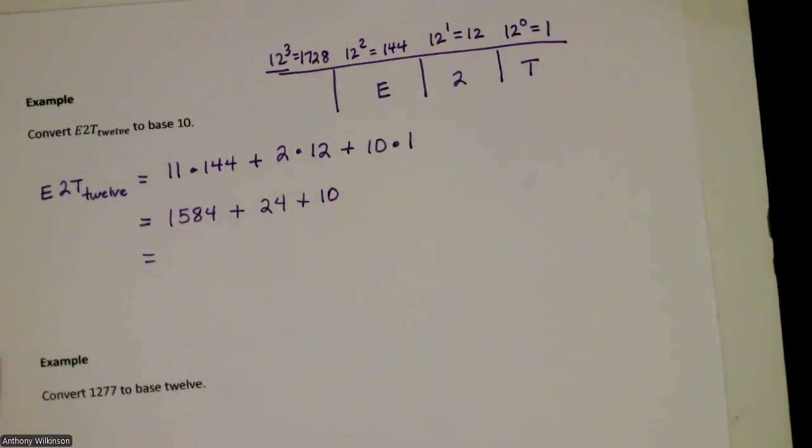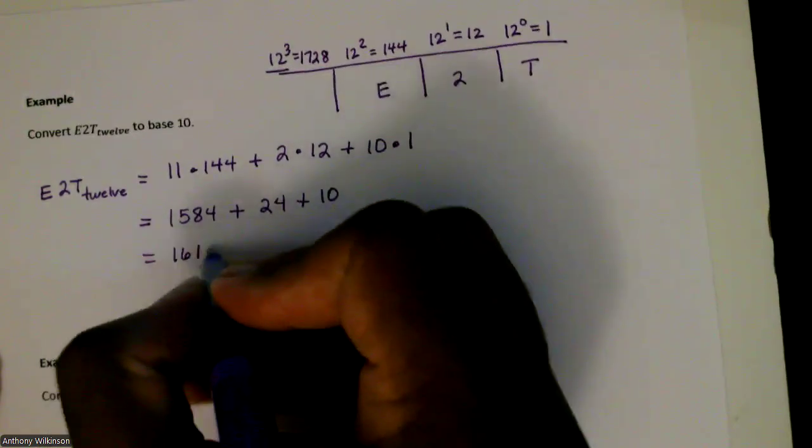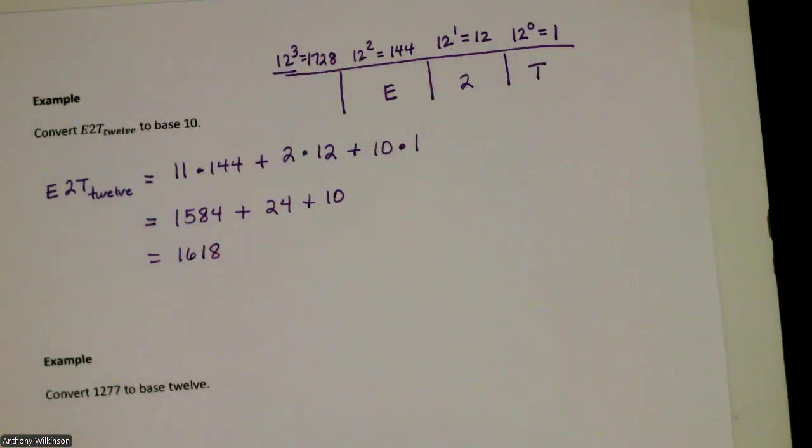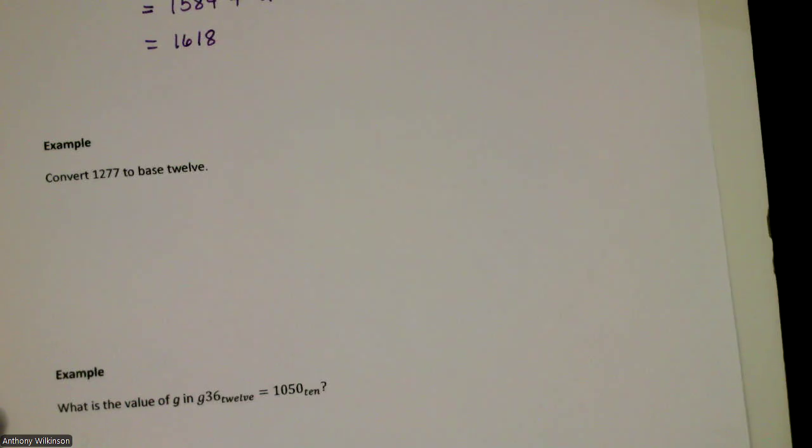So 1584 plus 24 plus 10 would be 1,618. So E2T base 12 in our base 10 system will be 1,618. All right, here's the next example. Let's say we want to convert 1,277 to base 12.